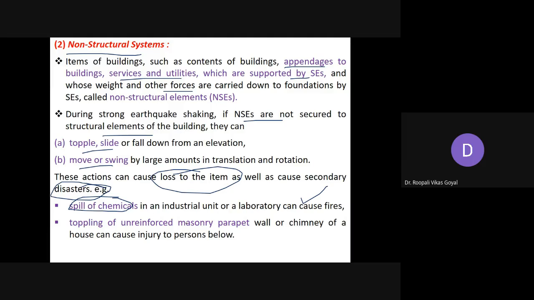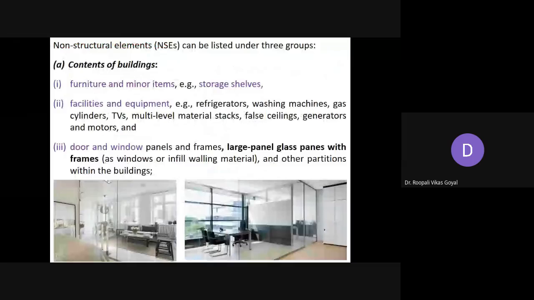masonry parapet wall and chimney. If you have a chimney in your house and something falls from it, that may injure other persons also. So these are all non-structural elements, but they are also to be secured properly so that it may not result in secondary disaster. So basically these non-structural elements can be listed under three groups. Contents of building. So contents of building include all these furniture, minor items, storage, shelves, etc.